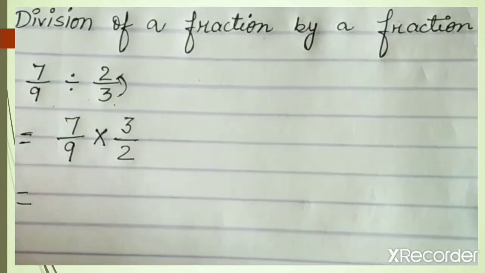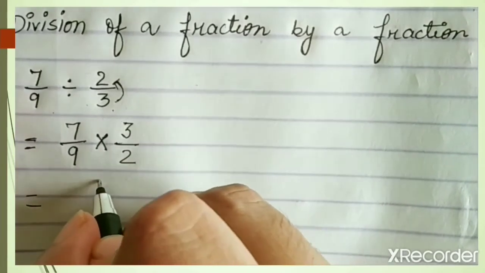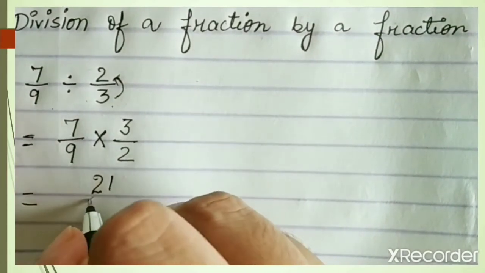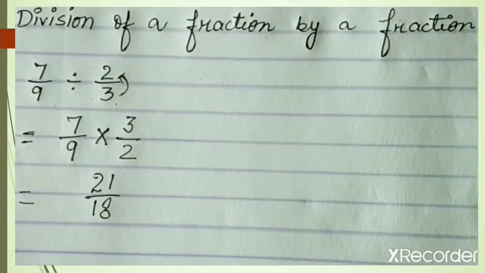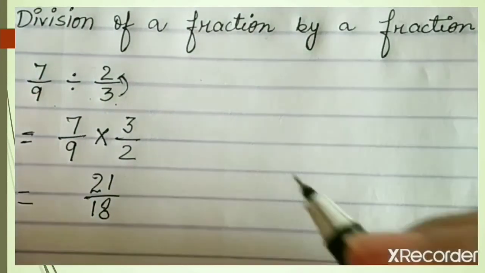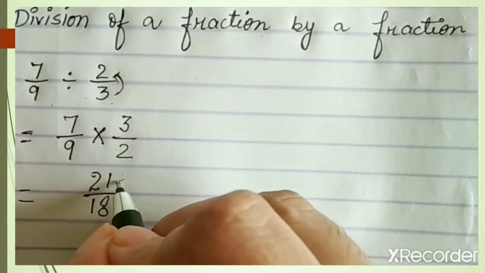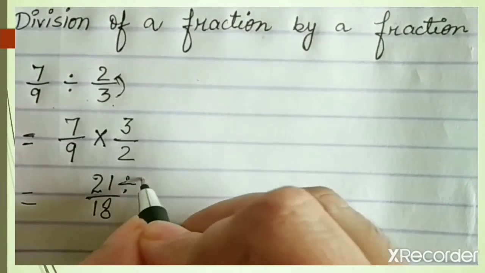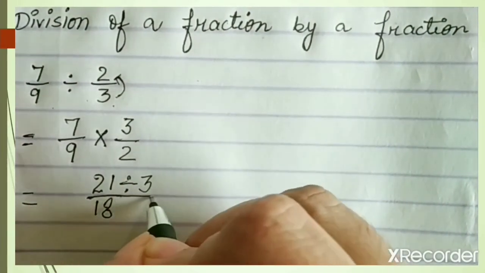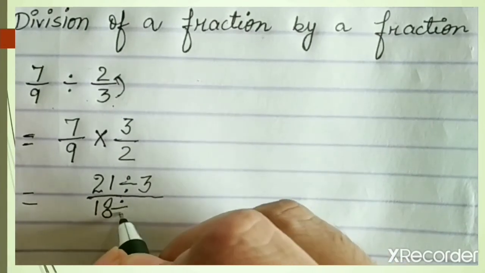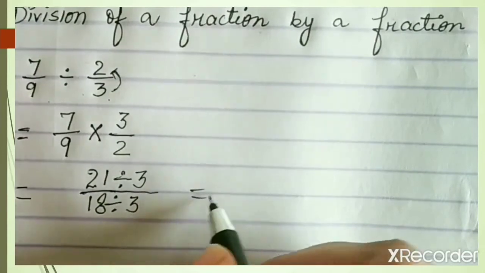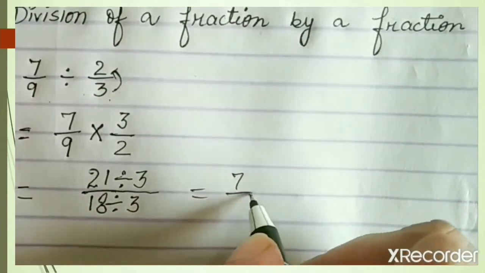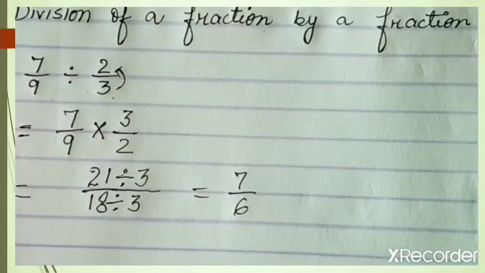Now the next step is 7 3s are 21 and 9 2s are 18. You can see that this is going to simplify, and how are you going to simplify? By dividing with 3. Both the numbers you have to divide with 3. Now the next step is it becomes 7 upon 6.